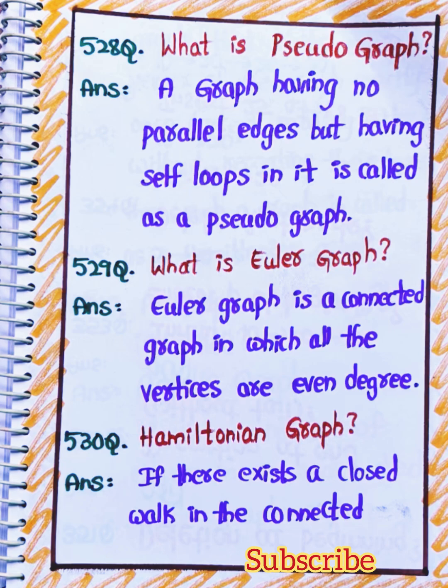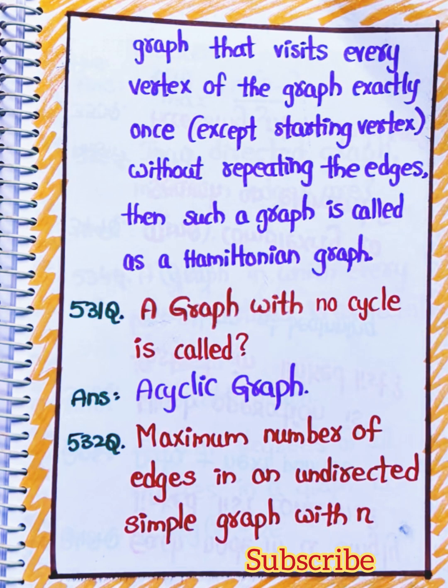Next question, what is Hamiltonian graph? If there exists a closed walk in the connected graph that visits every vertex of the graph exactly once except starting vertex without repeating the edges, then such a graph is called a Hamiltonian graph. Next question, graph with no cycle is called acyclic graph.